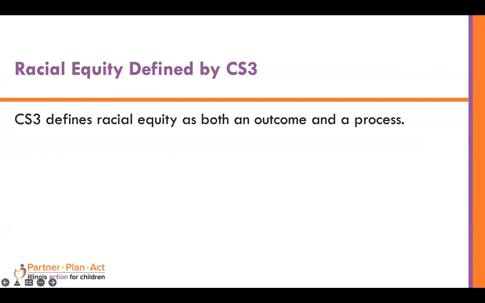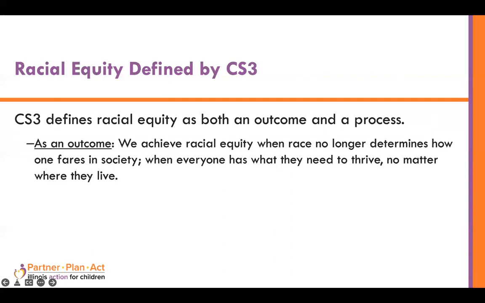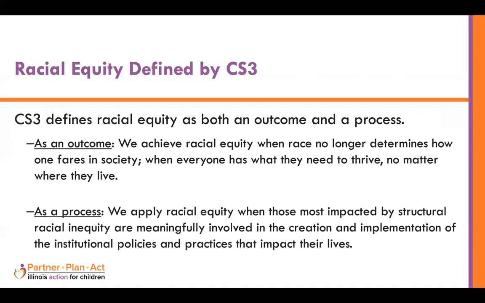CS3 defines racial equity as both an outcome and a process. As an outcome, we achieve racial equity when race no longer determines how one fares in society, when everyone has what they need to thrive no matter where they live. As a process, we apply racial equity when those most impacted by structural racial inequity are meaningfully involved in the creation and implementation of the institutional policies and practices that impact their lives.